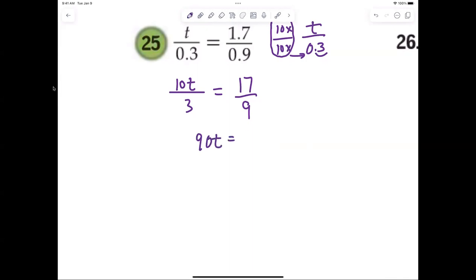90t. 3 times 17. Now we just divide. t equals 51 over 90. And what can I divide by for those? 51 is a tough one. Add the digits together. Remember, what's 5 plus 1? So I know it's divisible by what? 3. It's divisible by 3. All right, so if you divide by 3, 51 divided by 3 is, right, and 90 divided by 3 is, there you have it, 17 over 30.